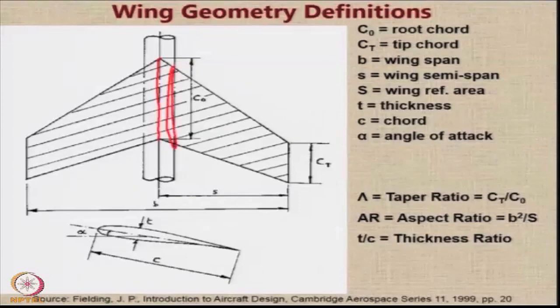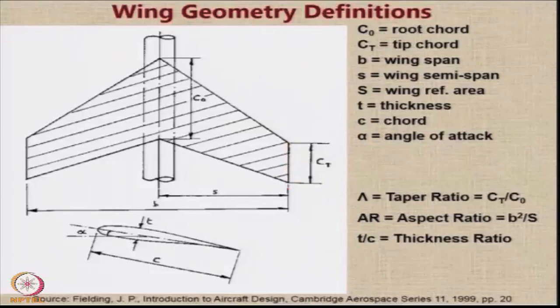The first parameter is the root chord, which is the chord of the wing not at the place where it attaches with the fuselage, but at the location of the extended center line of the fuselage. So, this is a very common mistake. Sometimes many people take the root chord as the location where the wing and the fuselage are physically meeting, but the root chord is defined theoretically as the chord of the wing when it meets the theoretical extended center line of the fuselage.